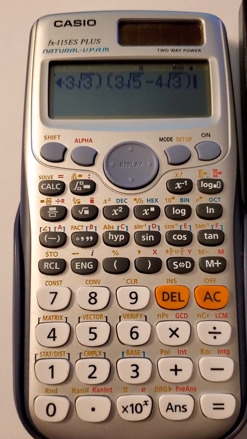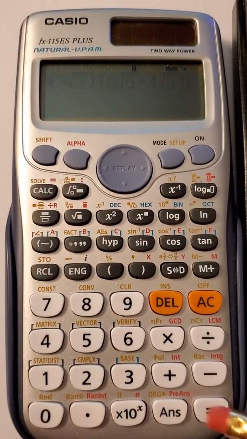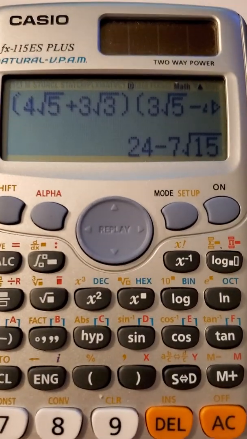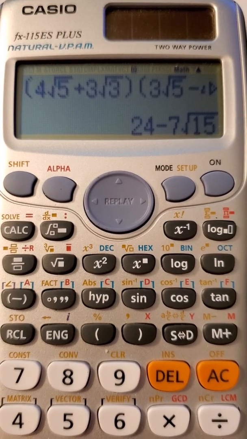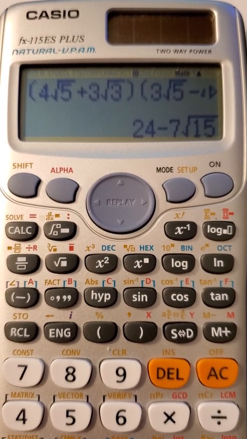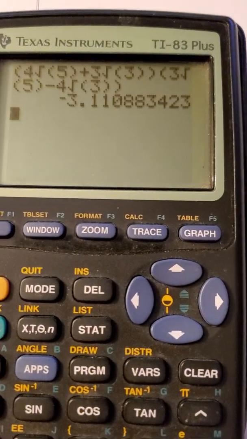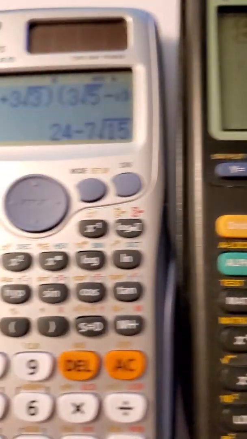If I hit the equal sign button, look at that. The Casio does give the simplified radical expression, the simplified radical answer. Yeah, the Texas Instruments doesn't.